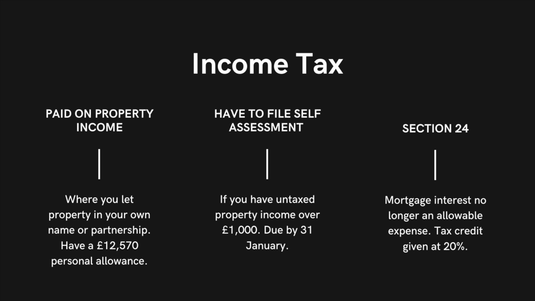So obviously we can't ignore the big one here. Section 24, mortgage interest used to be an allowable expense for income tax purposes, which meant when it comes to calculating your profits, you'd be able to deduct mortgage interest and pay tax on the end amount. Now, due to Section 24 taking full effect, the way it works is mortgage interest is not an allowable expense for income tax purposes. You're simply given a 20% tax reducer equivalent to the amount of interest that you've paid.